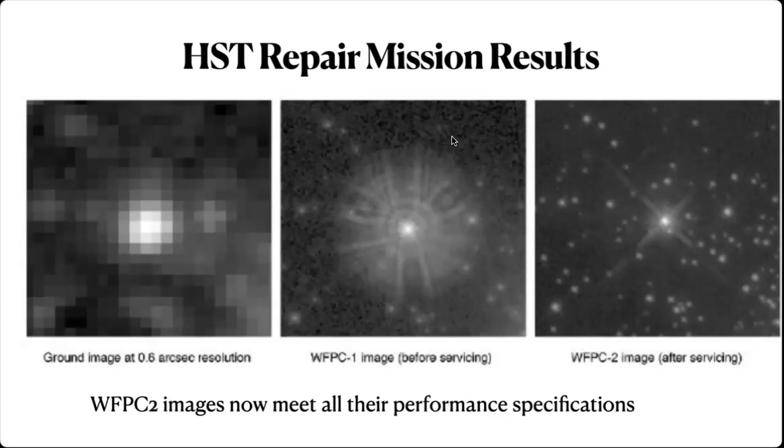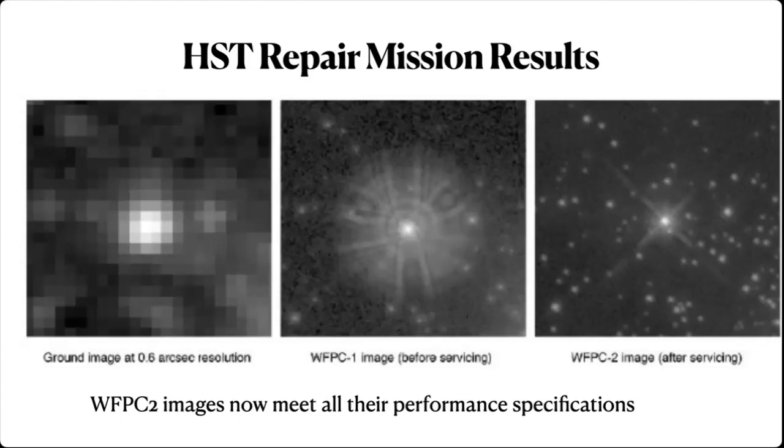Here's the original images produced by the WFPC camera before it was fixed, or the telescope was fixed. And then we've talked about this image. And here's after the servicing mission. The camera now met all of its specifications in optics speak. The images were diffraction limited. So it was an unqualified success.